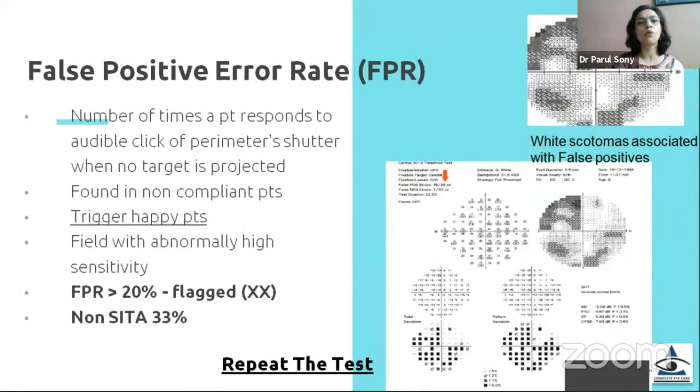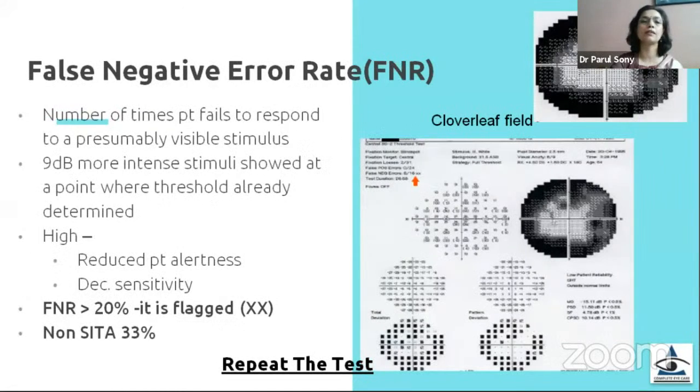Now, the other thing is false positive errors. Sometimes patients are very anxious and they continue to press the trigger despite the fact that there is no projection of any stimulus. In such a case, the machine labels them as false positive errors if they are more than 20%, and they are flagged as double cross in the CETA standard. And if they are more than 33% in a full threshold, then they are flagged as double crosses. In such a case, again, you have to repeat the test.